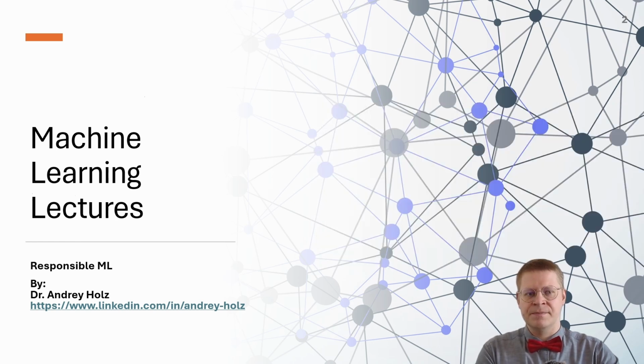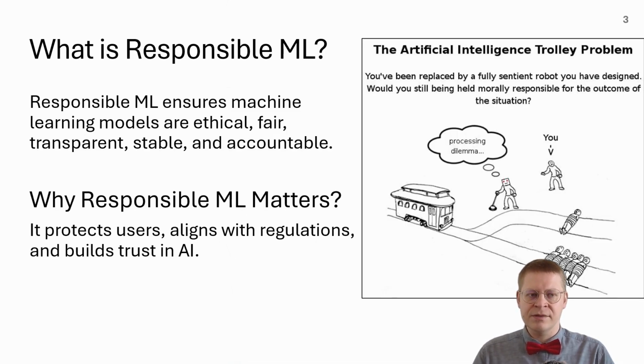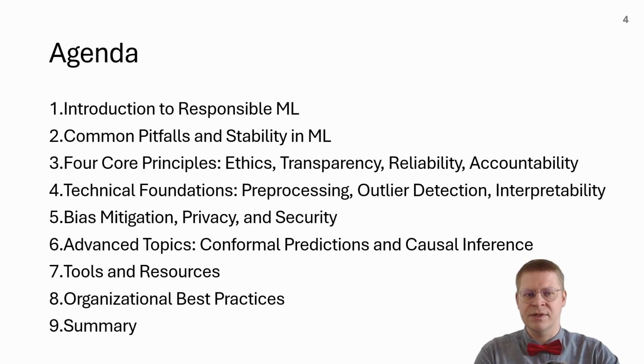So let us begin. Responsible machine learning matters because it protects users, aligns with regulations, and builds trust in AI systems. It is also aligned with explainable machine learning. Also, the AI trolley problem on the right highlights the importance of accountability. When AI makes decisions, responsibility must be clearly defined. This lecture will guide us through the principles and practices to achieve responsible machine learning.